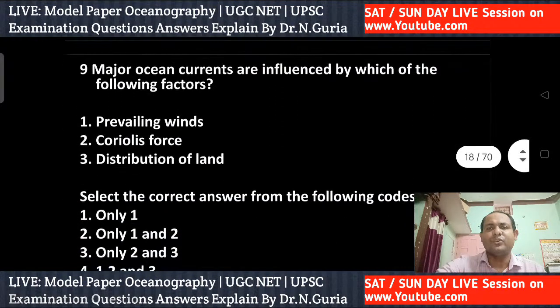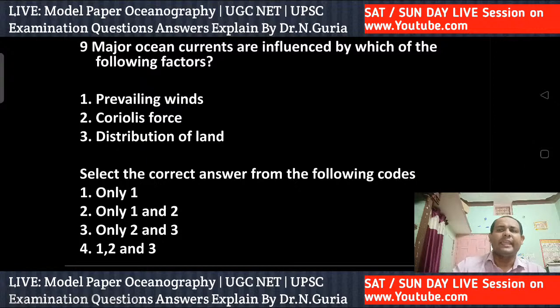Next, another question for you. The major ocean currents are influenced by which of the following factors? Very interesting question for you. The factors are: prevailing winds, Coriolis force, and distribution. Select the correct answer: 2 and 3, or 1, 2 and 3. Very interesting question.